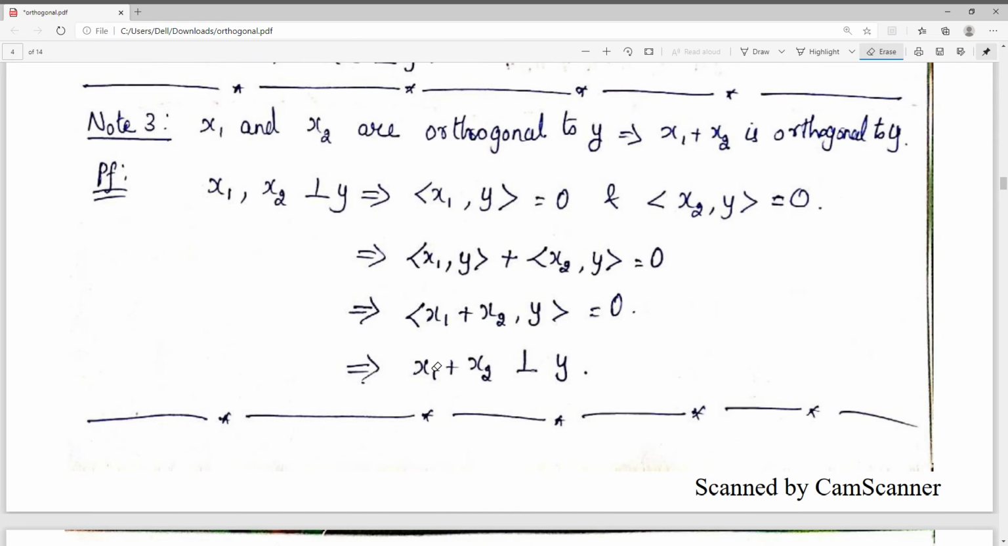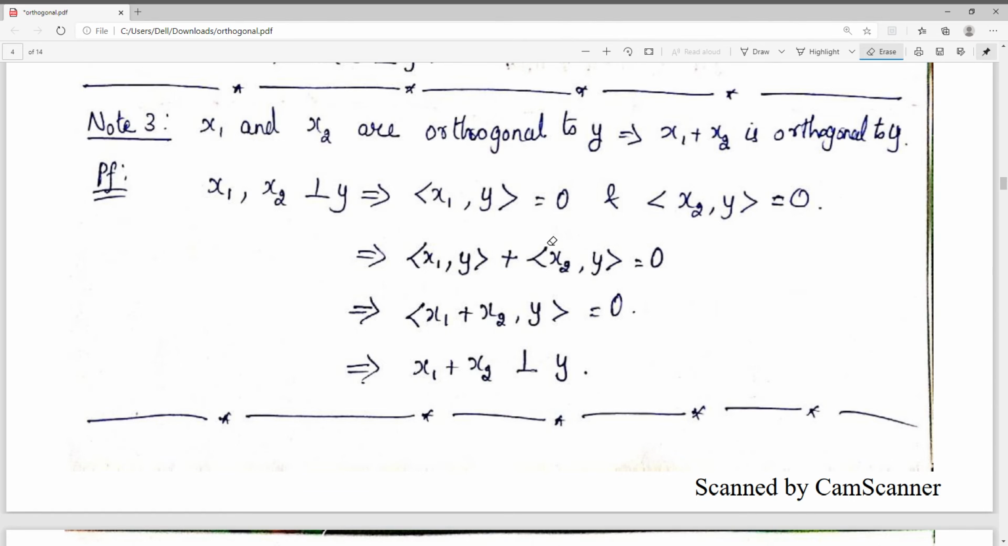If x1 and x2 are orthogonal to y, then their addition x1 plus x2 is also orthogonal to y. We have to prove that. We move on to the proof. If x1 comma x2 are orthogonal to y, it is given. Then we can write inner product x1 comma y is equal to 0 and inner product x2 comma y is equal to 0.